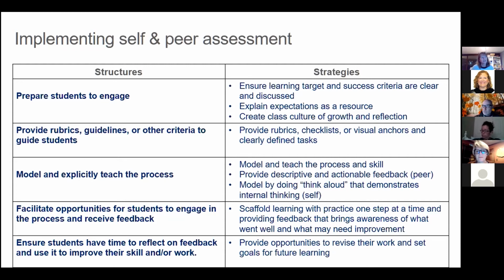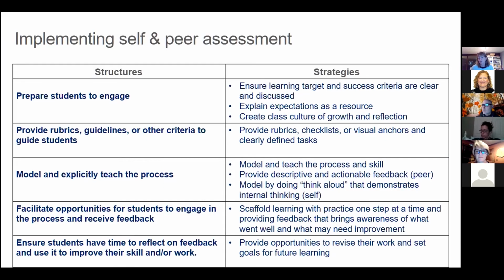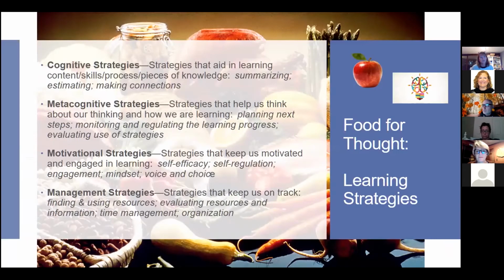So for self and peer assessing, you've got a nice definition, and I'll share this PowerPoint with you later if you want it, just email me. You've got some good definitions, and some structures and strategies that you need to put in place to make sure that the students are engaging. And then we have to figure out what we're going to give feedback on. There are 4 things that I think we usually give feedback on.